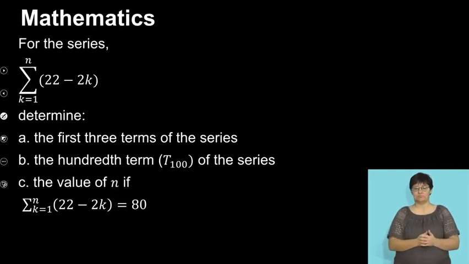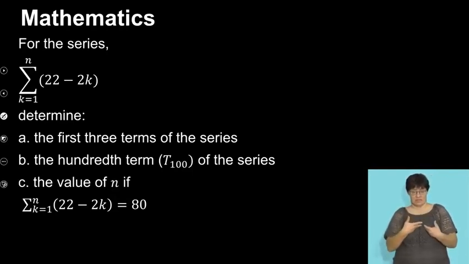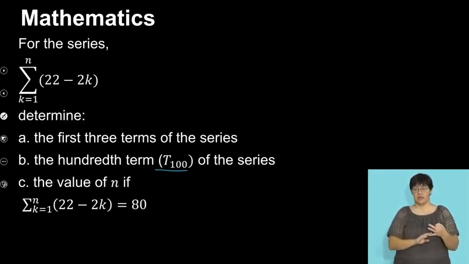So guys, we have been given a specific series that we need to determine A, the first 3 terms of the series, B, the 100th term of the series, and by the 100th term, please note that we actually mean T100. Then we are going to determine the value of n if the sigma sum is equal to 80.